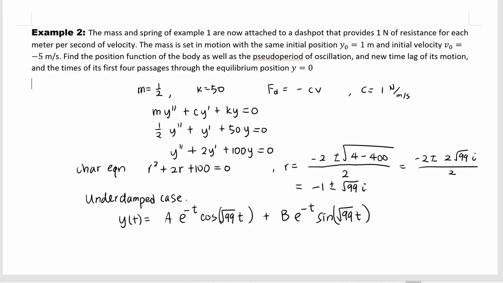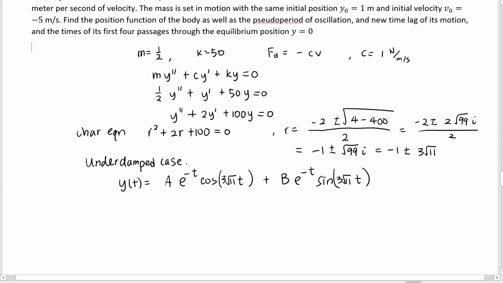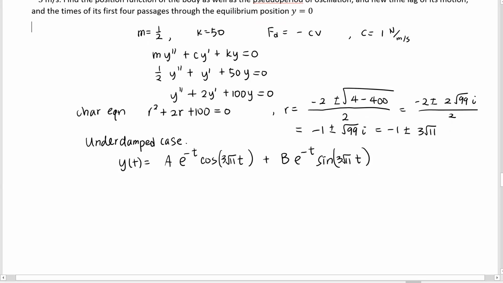So far, so good. By the way, what's the square root of 99? Well, 99 is 9 times 11, and 9 is 3 squared. So it is 3 square roots of 11. Let's use 3 square roots of 11 here and there. You can keep the square root of 99, of course. Next, let's figure out a and b.